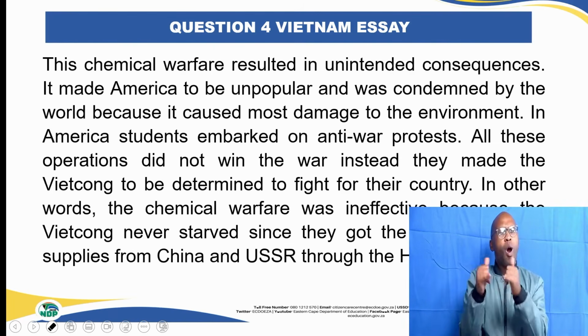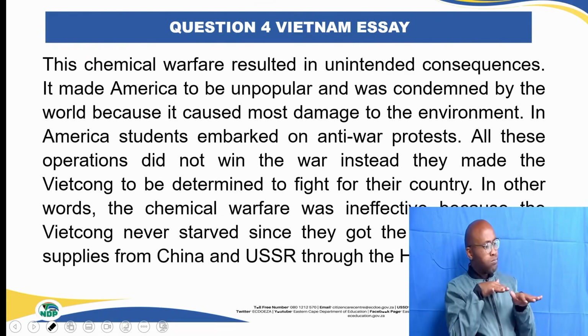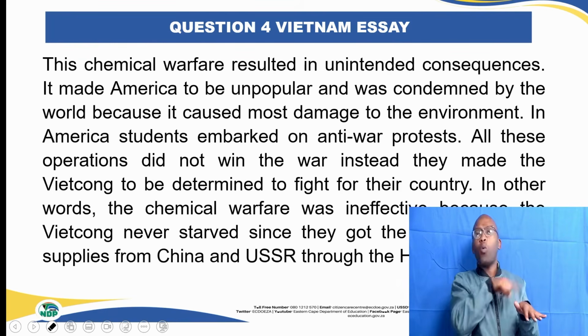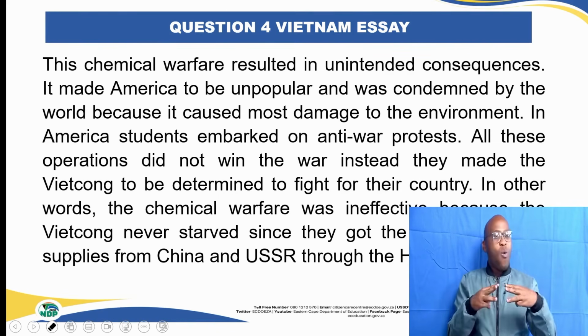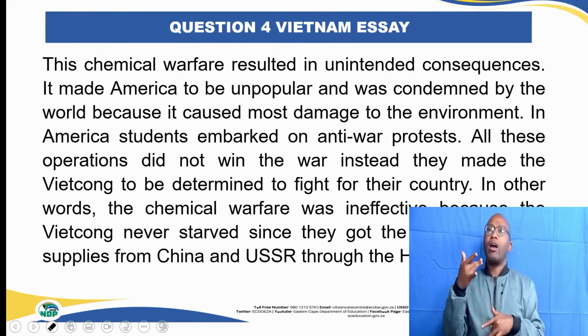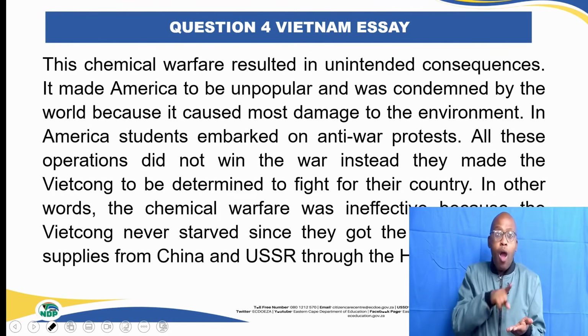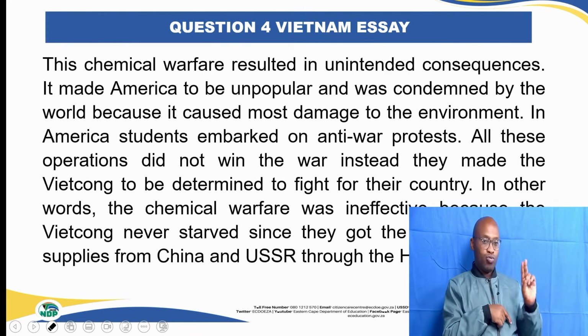There were also some anti-war protests because the civilians, the people that were not supposed to be affected, were affected. And the people that were supposed to be affected were not affected because they hid in the trenches. So in other words, the chemical warfare was ineffective because the Viet Congs never starved. They were never caught. They continued to receive supplies from China and the USSR through the Ho Chi Minh trail.